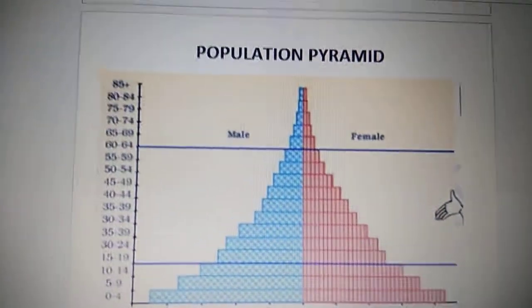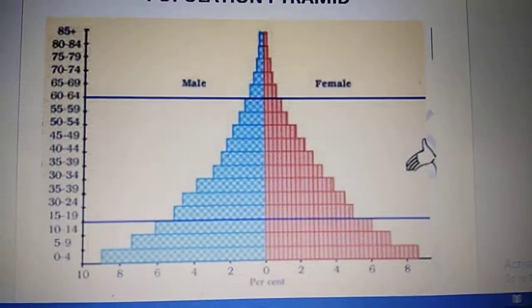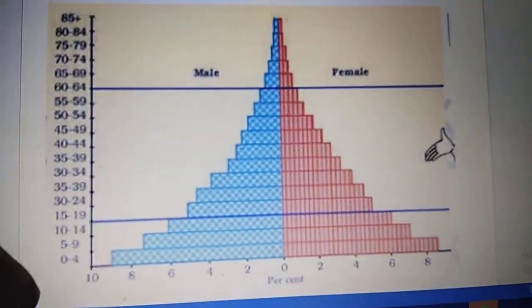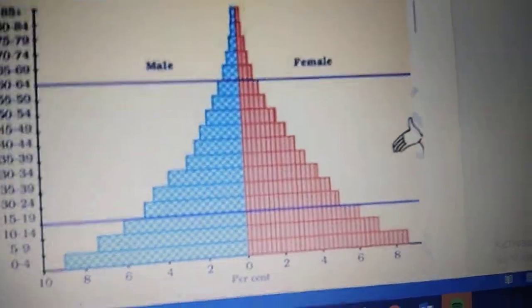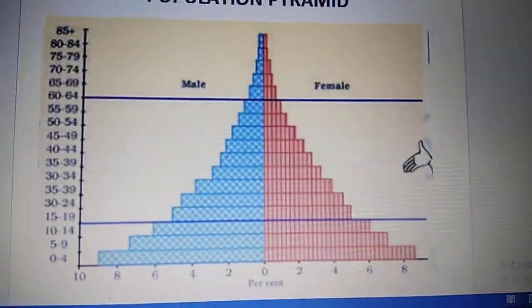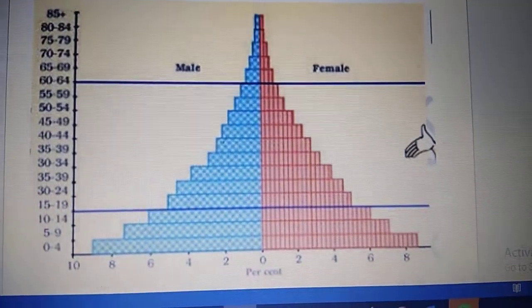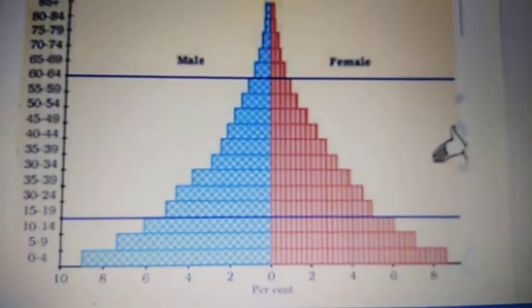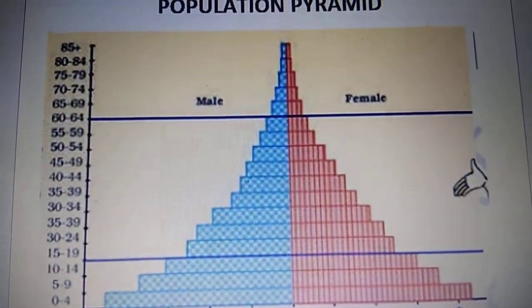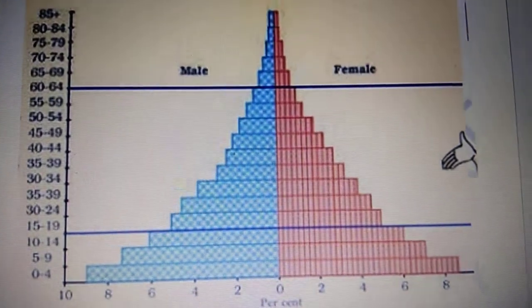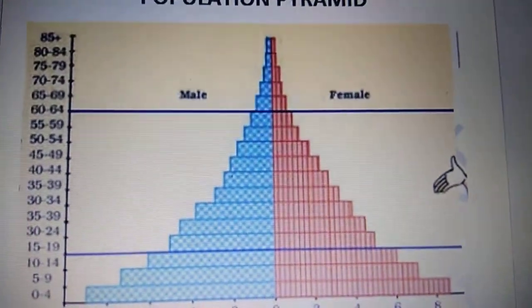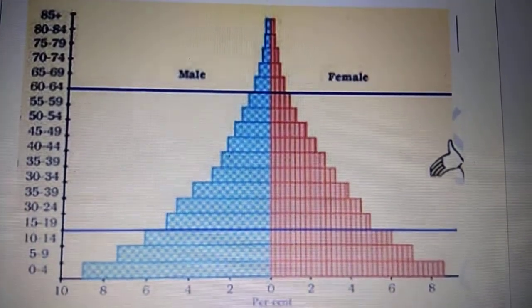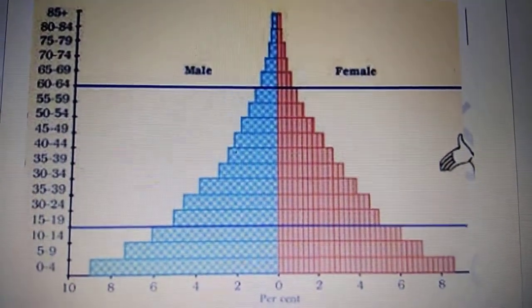Children, you can see here in the graph that on the vertical axis we have the ages from 0 to 4 to 85 plus, and down below is the percentage of population in millions. Okay, and then you can see it is further divided into males and females. The blue is male and the pink one is shown as female. Actually, they are basically two histograms stuck to each other.